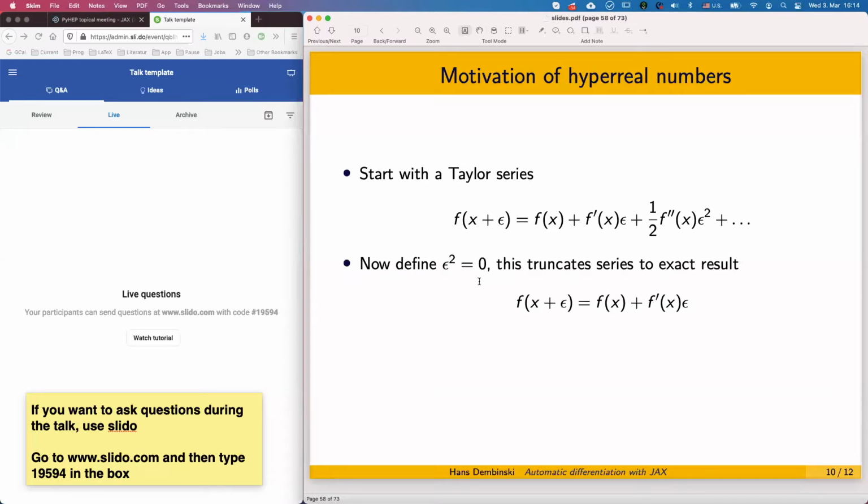So now I do a trick. I just define that my epsilon squared is 0. I can do that. And this then truncates the series to an exact result, namely this one here. And you observe maybe already that you can now read off your derivative as the thing that's in front of your epsilon. So if you somehow manage to put this f of x plus epsilon into a calculation, you will get out the derivative as a side product in front of your epsilon.